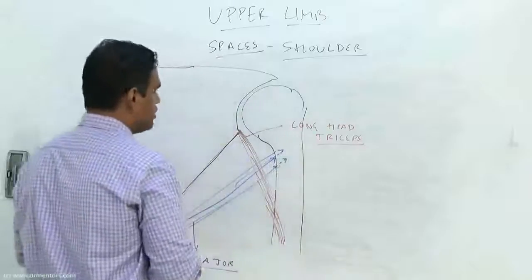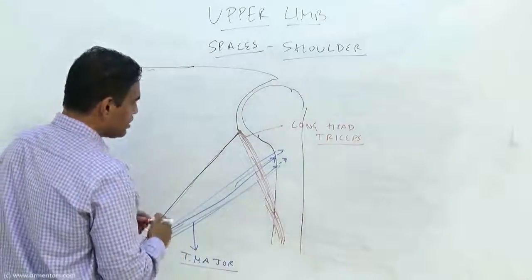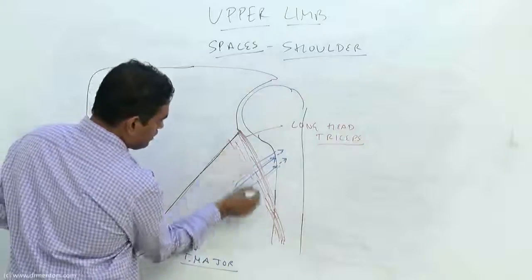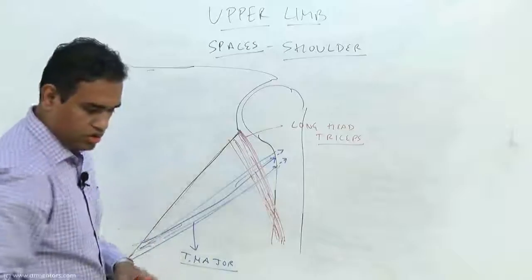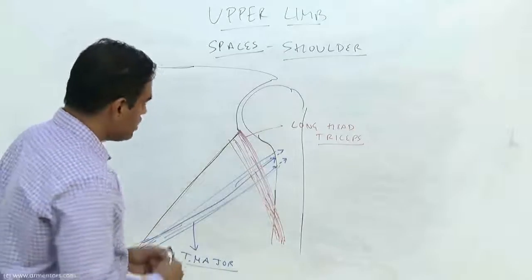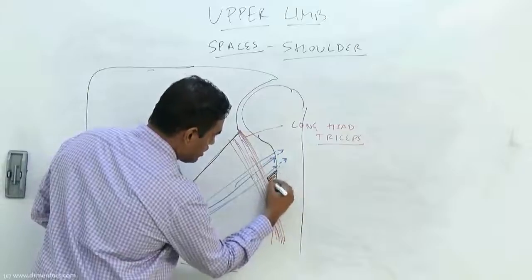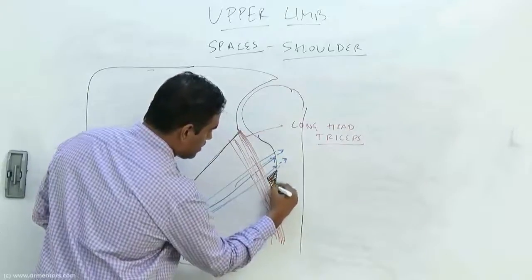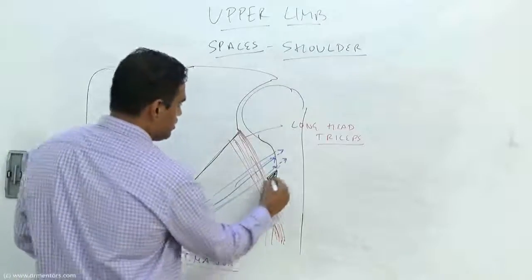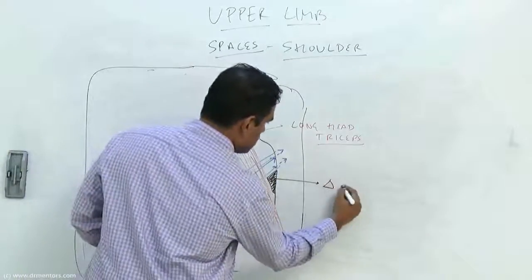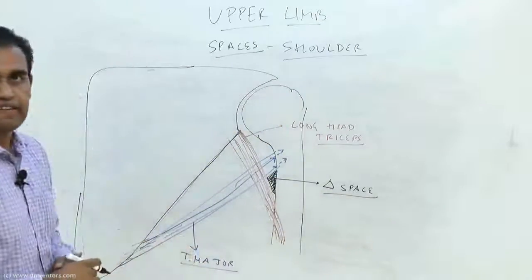Long head of triceps. Now understand over here that this is the long head of triceps. If you just look at it right now, you will elicit that there is a space over here. There is a triangular space right over here, and this space is actually our triangular space. One triangular space over here.